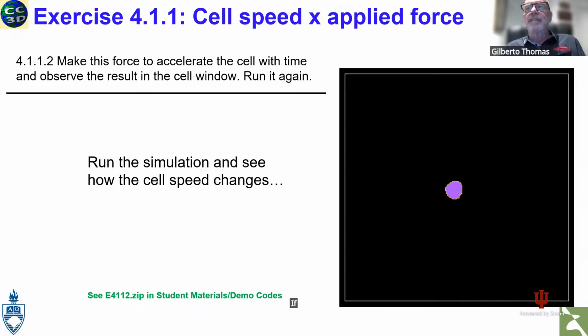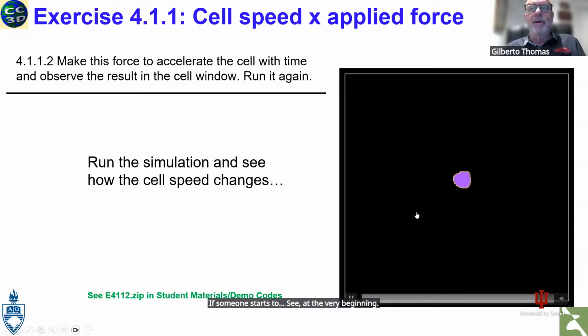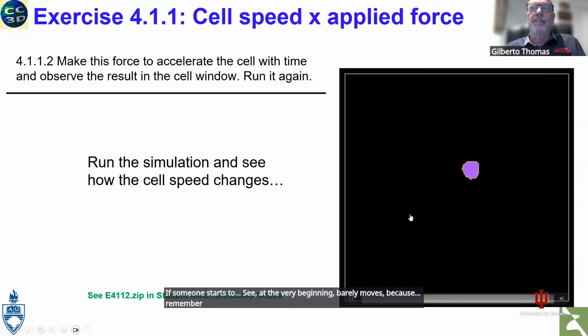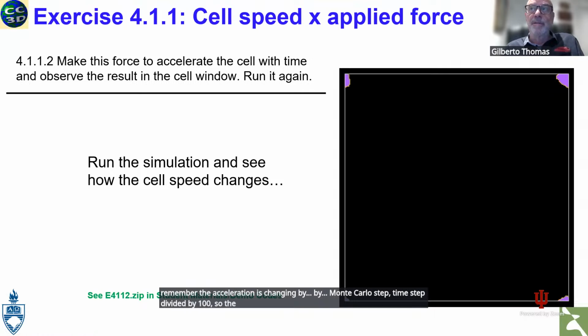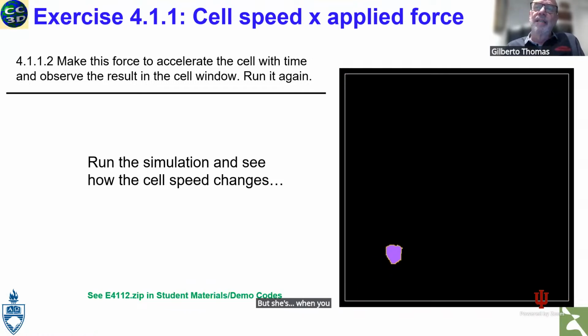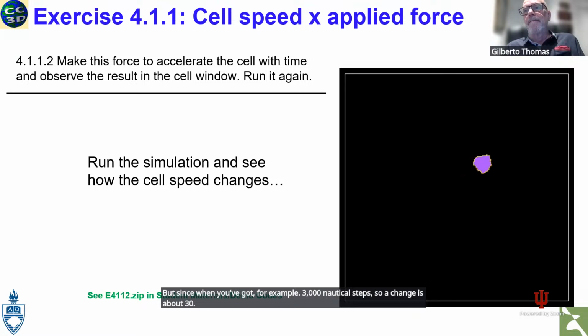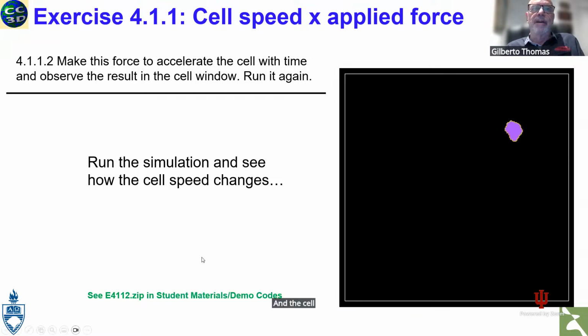If someone starts to see, at the very beginning the cell barely moves, because remember the acceleration is changing by the Monte Carlo time step divided by 100, so the increase is very small. But when you get to, for example, 3,000 Monte Carlo steps, your change is about 30. And the cell goes very, very fast.